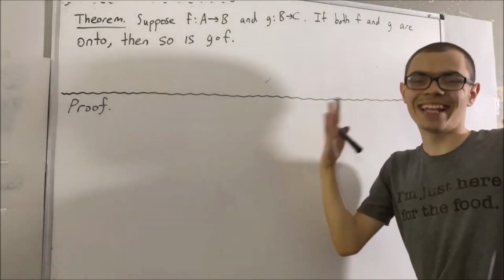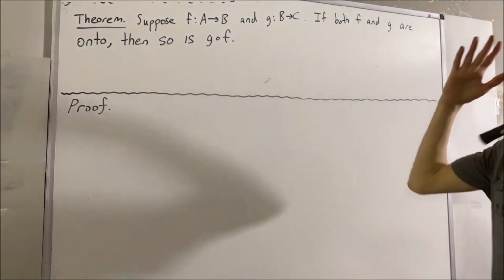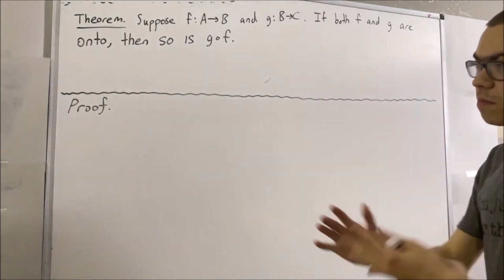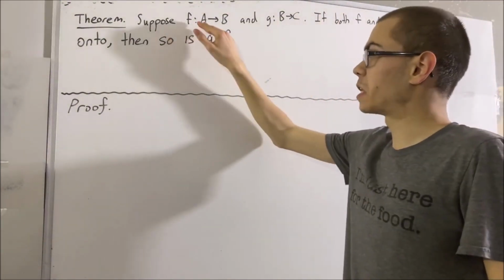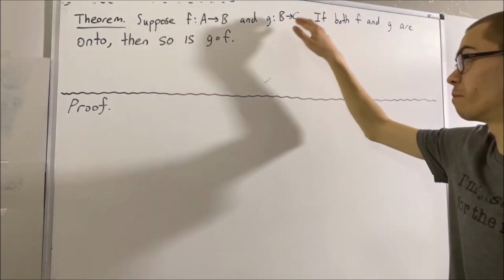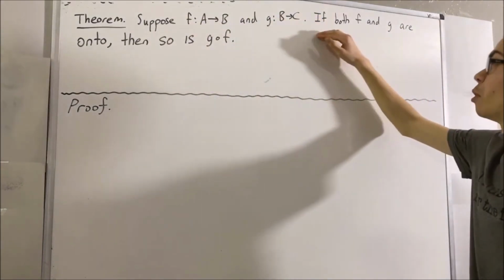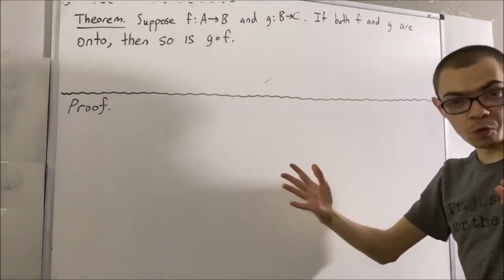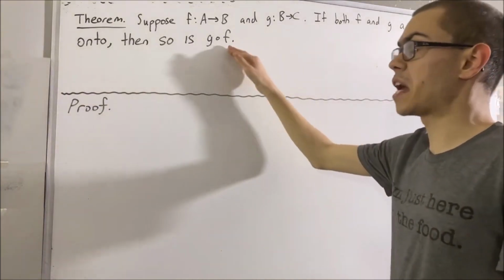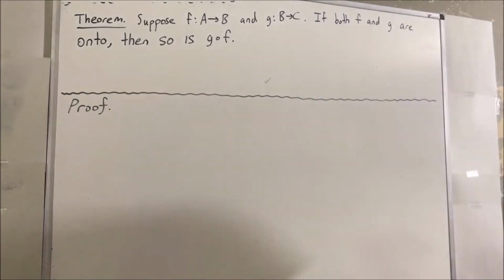Hello! In this video, we're going to prove the following theorem. Suppose f is a function from A to B and g is a function from B to C. If both f and g are onto, then g compose f is also onto.